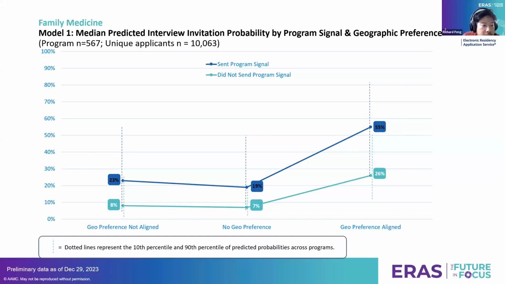Generally, as you can see here, though, if there is high alignment in terms of program signals and geographic preference, this yielded the highest invitation probabilities, whereas you might have a lower yield for invitation probability for those who did not have alignment in program signals and geographic preference.